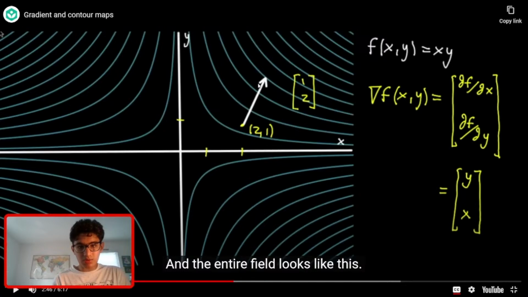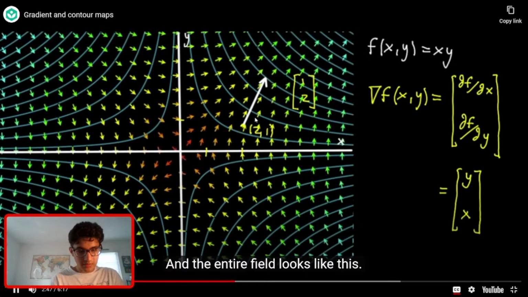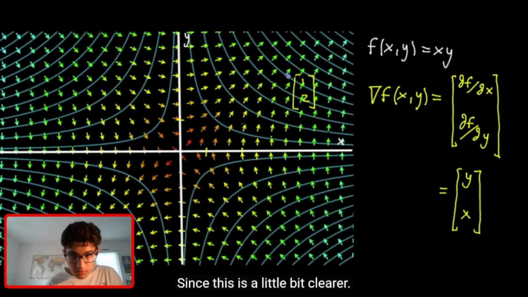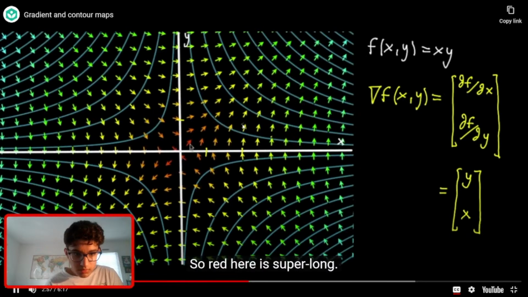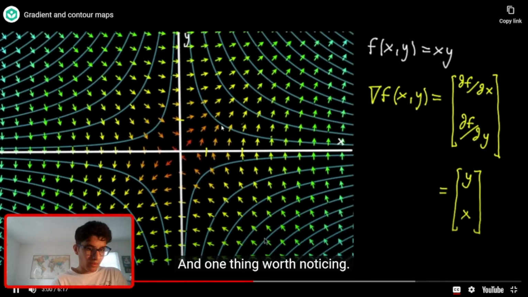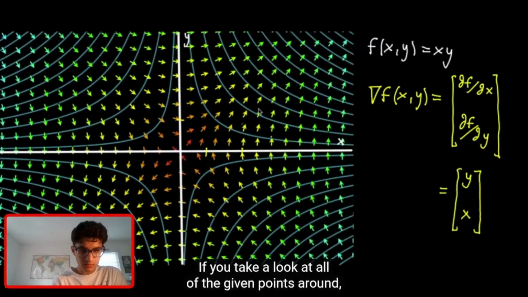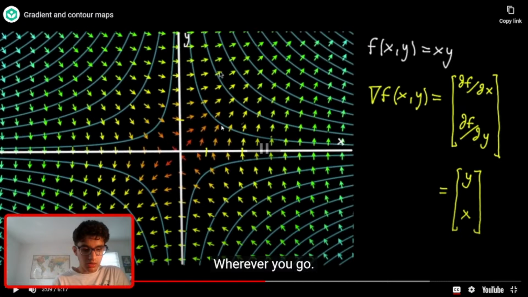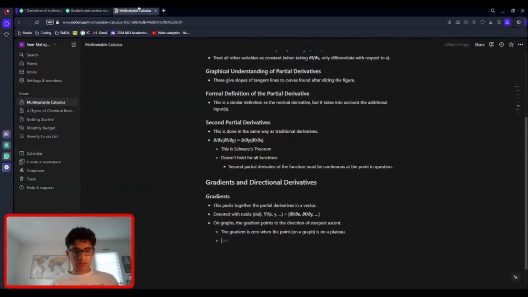And then I think the color thing is that you scale them all to the same length, and the cool colors like blue are smaller. I think blue is the smallest and red is the longest. So that gives you the length. You don't actually draw out the lengths. It looks like this. So I'll erase what I had going on, since this is a little bit clearer. Remember, we scale down all the vectors. The color represents length, so red here is super long, blue is kind of short. And one thing worth noticing, if you take a look at all of the given points around, if the vector is crossing a contour line, it's perpendicular to that contour line. Okay, so vectors are always.